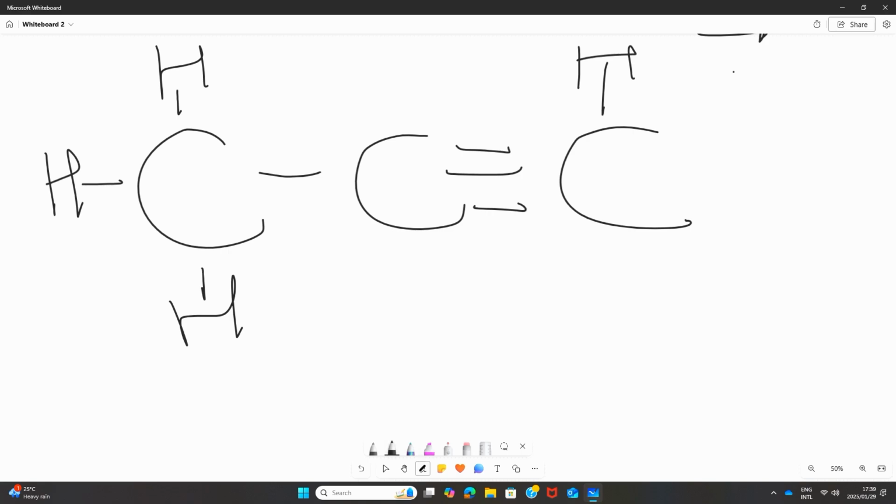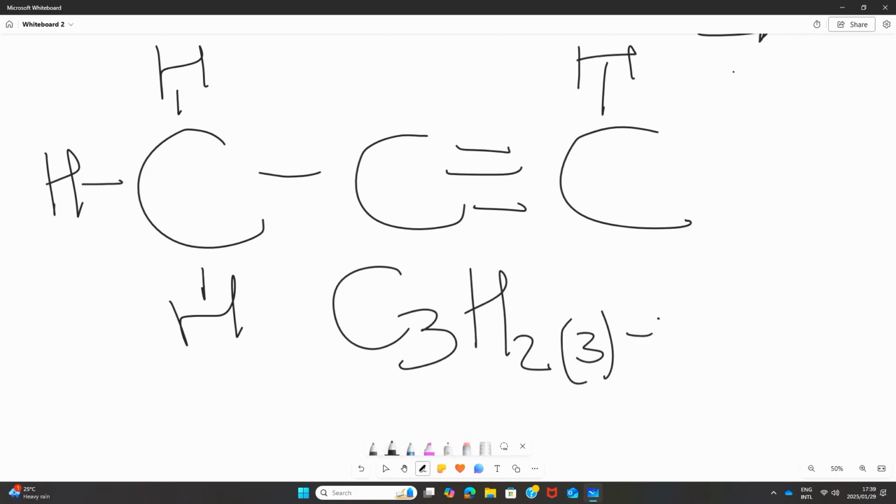So now the molecular formula will be C3H2 times 3 minus 2. So it will be C3H, 6 minus 2 will give us 4. So our alkyne with 3 carbon atoms is going to be C3H4. Now let us name that.